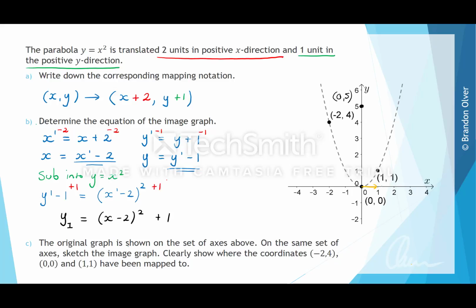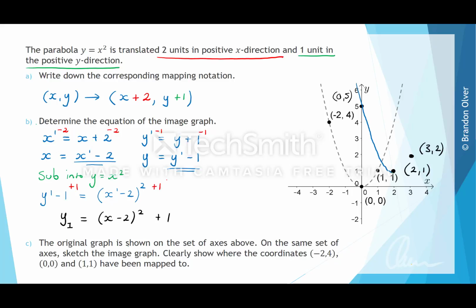For the point (0, 0), we translate 1 unit and 2 units in the positive x direction, and then 1 unit in the positive y direction. So the image coordinate is going to be (2, 1), and that's the new turning point of this graph. The point (1, 1) is then translated 1 and 2 units across, and then 1 unit up. So the image coordinate is here at the point (3, 2).